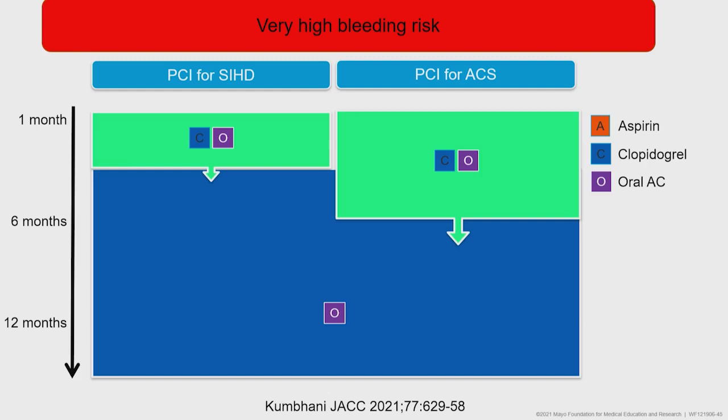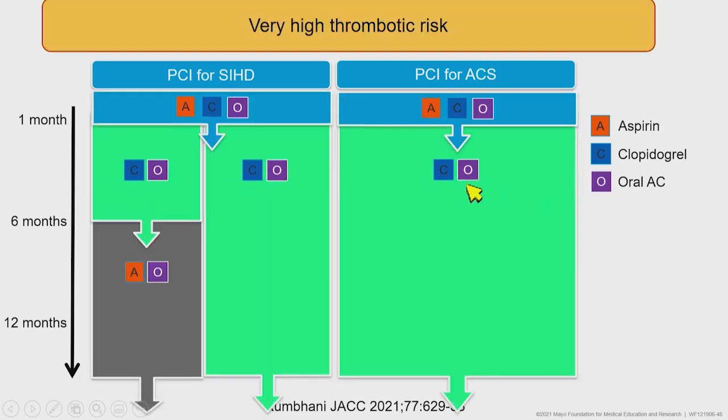If you have a patient with a very high bleeding risk, you're going to try to limit the time that they're going to be on both clopidogrel and oral anticoagulants. So for stable disease, you're going to do it for a month to 3 months. And for acute coronary syndrome, you're going to keep the clopidogrel for 6 months and then just continue with anticoagulants. Remember, this is for patients that you're very concerned about bleeding risk, have a bleeding risk higher than average.